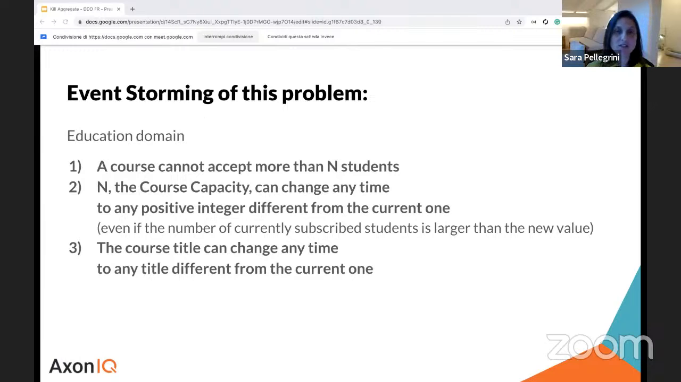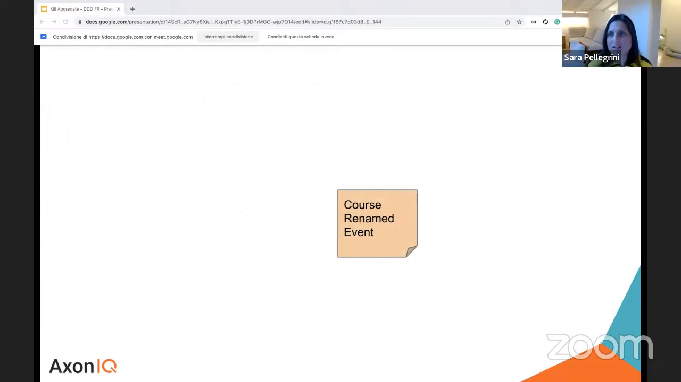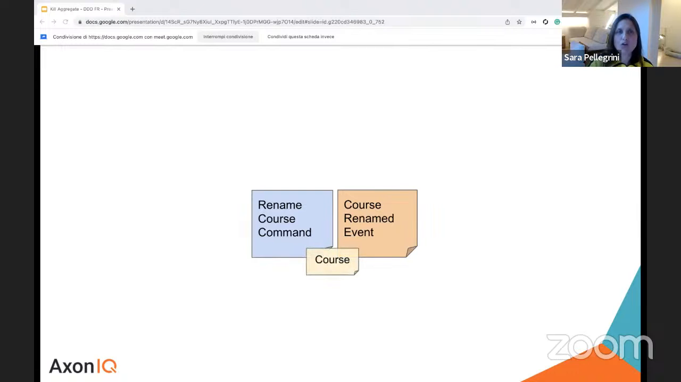Now let's add a new business rule. The course title can change anytime to any title different from the current one. So we need to introduce a new event: the course has been renamed. Easy. And of course, a new command. So when we ask the domain expert who this command should be sent to, the most obvious answer is to the course. The course aggregate is now responsible for something more than before. It may seem irrelevant, but this hides a pitfall.